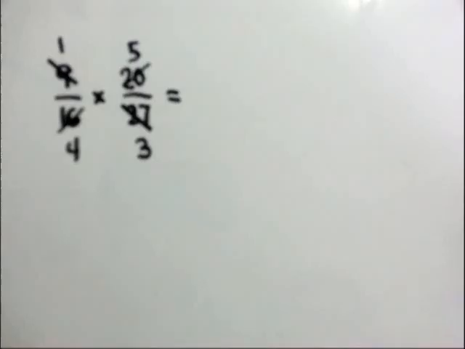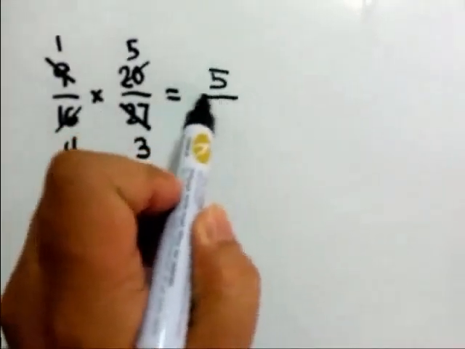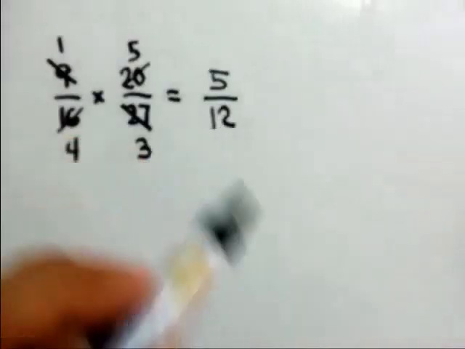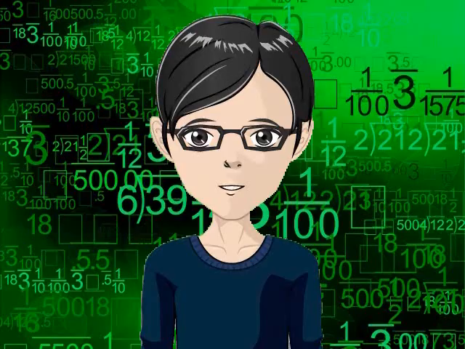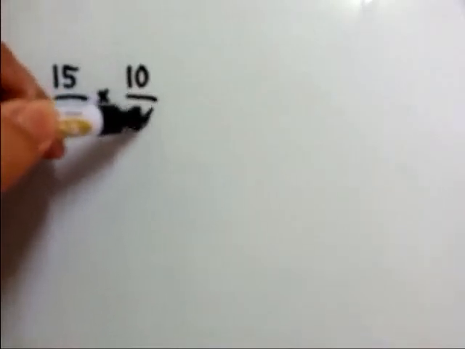Then we multiply. 1 times 5 equals 5. 4 times 3 equals 12. And so we have 5 over 12. Lowest term na yan kasi naubos na yung divisible na number sa cancellation natin. Whoa. Another example. Sometimes some math teachers will give you something like this. 15 over 20 times 10 over 30.